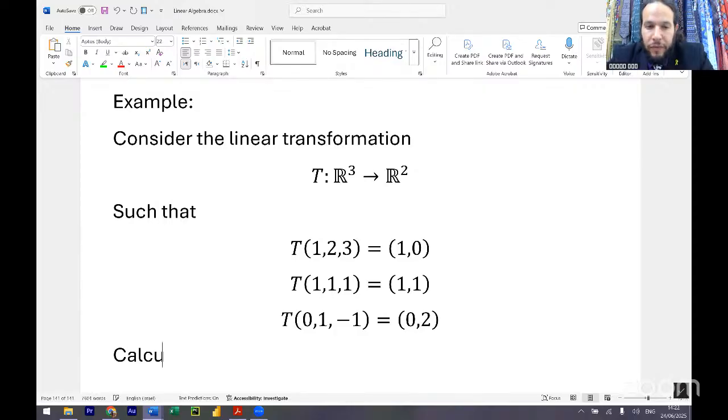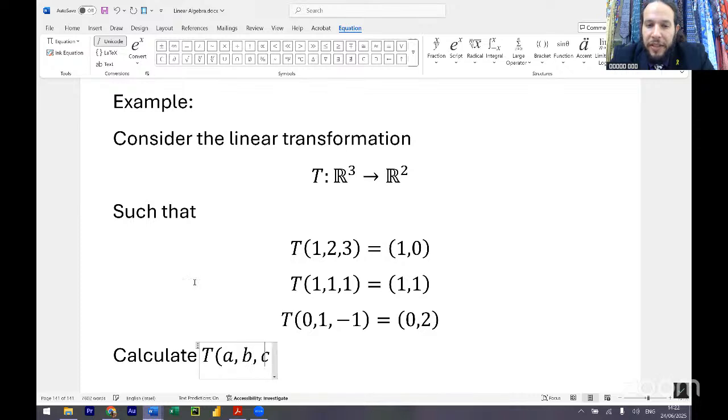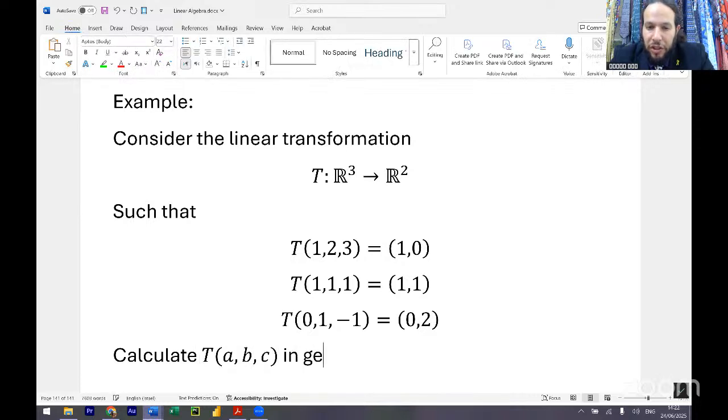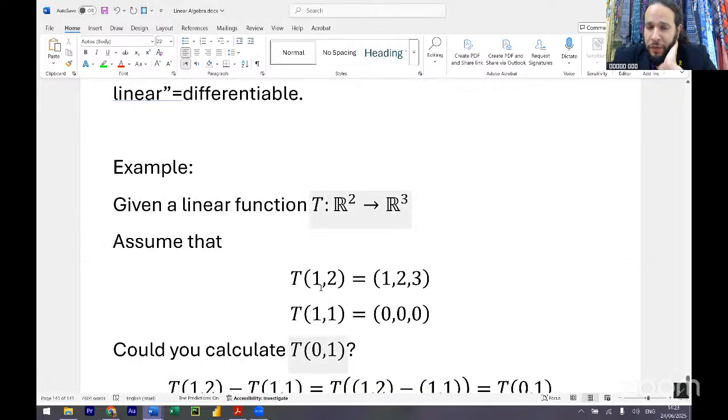Calculate T of A, B, C in general. So it's the same question, only with different numbers. And why here do we have 3 equations, and here we had only 2? What is the difference? Can anyone guess?